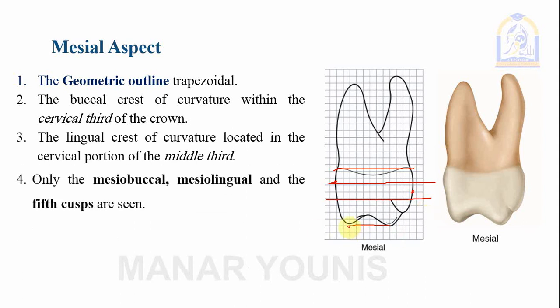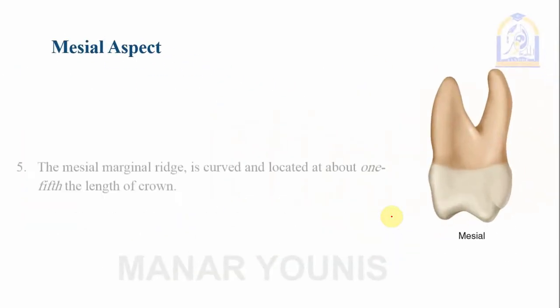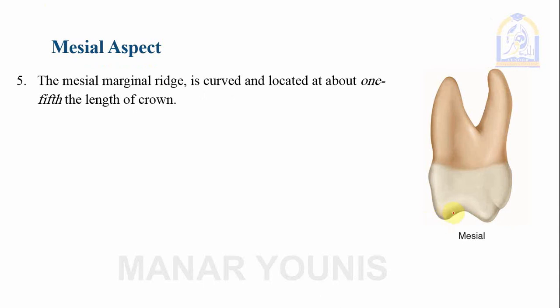From this aspect, only three cusps are visible: the mesiobuccal, the mesiolingual, and the fifth cusp or the cusp of Carabelli. The mesial marginal ridge is curved and located about 1/5 the length from the occlusal surface toward the cervical line.